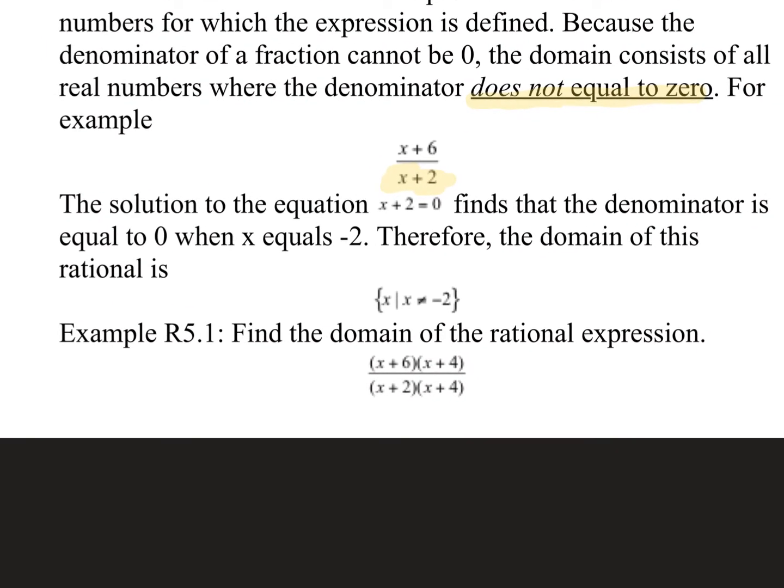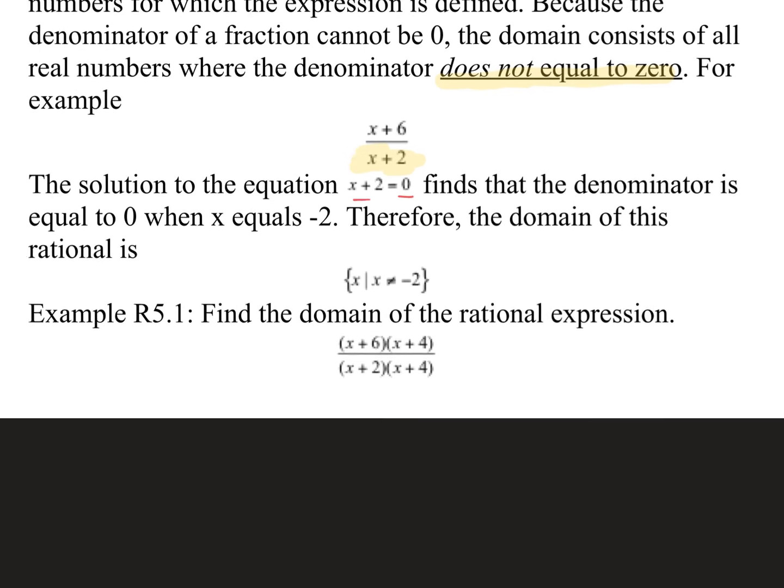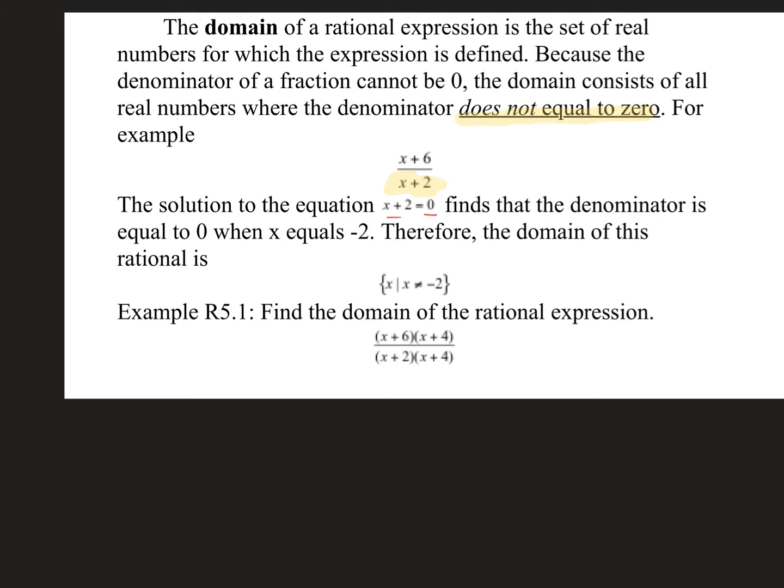So what we do is we take that denominator, set it equal to 0 to find what values of x would be problematic for us, and we would, of course, find that if x equals -2, the denominator would equal 0. And therefore, we state our domain as x is such that x is not equal to -2, right? X can be any number except -2.